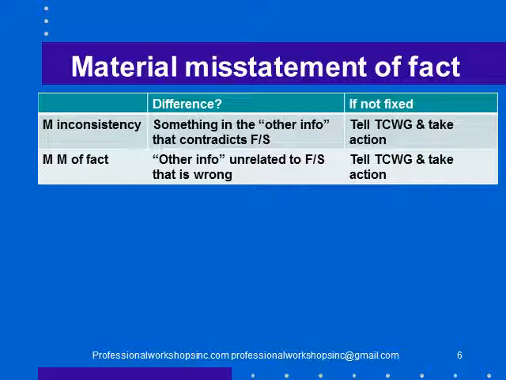And that is contrasted with a material misstatement of fact, and that is something in the other information that is unrelated to the financial statements, but you as auditor somehow or other know is wrong. So I really don't care which of those two it is. If something contradicts the financial statements or is wrong, as auditor, I want it fixed. But I guess if you're in an argument or in a legal dispute, perhaps being very clear about what it is that's wrong is useful. In either case, you tell those charged with governance and take action.